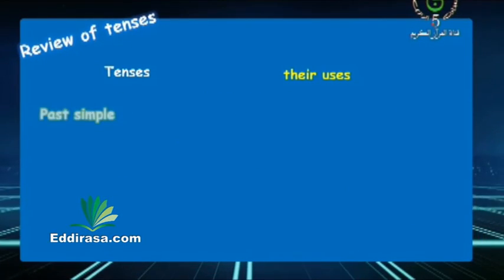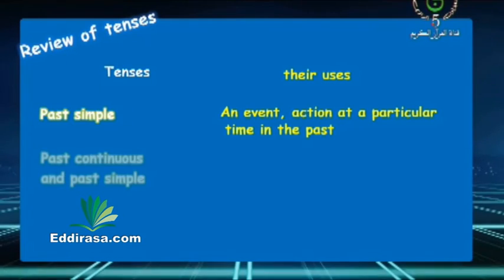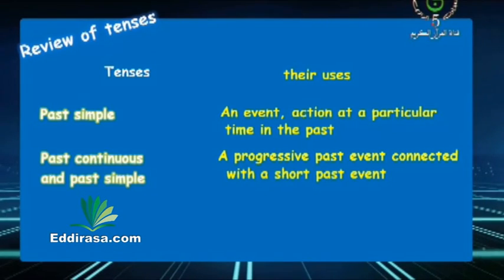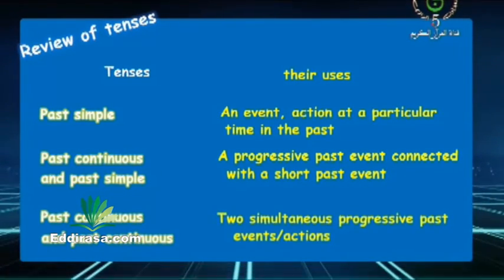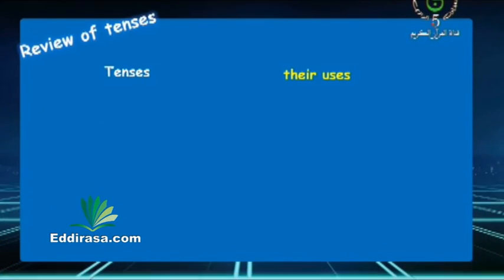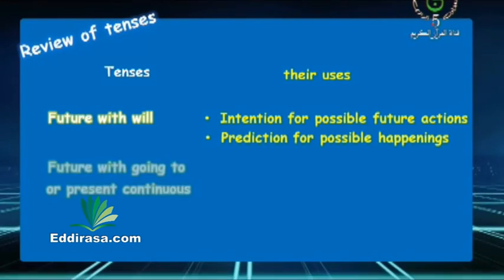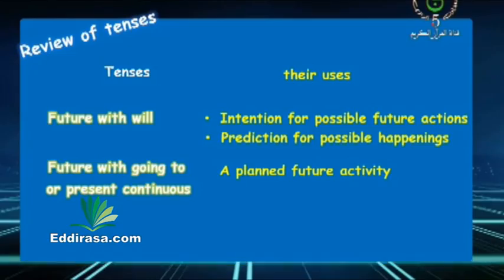The past simple, we use it for an event or action at a particular time in the past that happened at that time. The past continuous and the past simple together, when we have a progressive event interrupted by a short past event. The past continuous and the past continuous together when we have two simultaneous progressive past events or actions. The future simple, we use it to express intentions for possible future actions or predictions for possible happenings, like in the conditional type 1. And of course, we can express the future with going to or the present continuous when we talk about a planned future action.